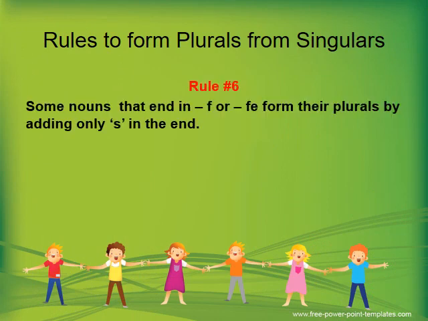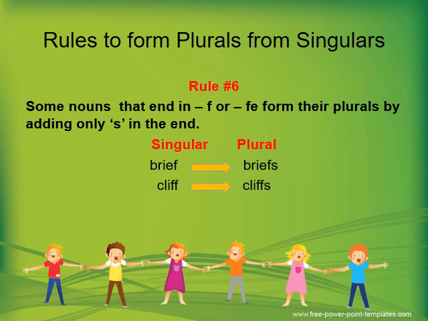Let's come to rule number 6. Some nouns that end in f or fe form their plurals by adding only s in the end. Let's see the example. Brief. Children, brief is a noun that ends in f. And what is the plural form of this noun? Briefs, which is formed by adding s in the end. Cliff. So what is the plural form of cliff? Cliffs, which is formed by adding s in the end.